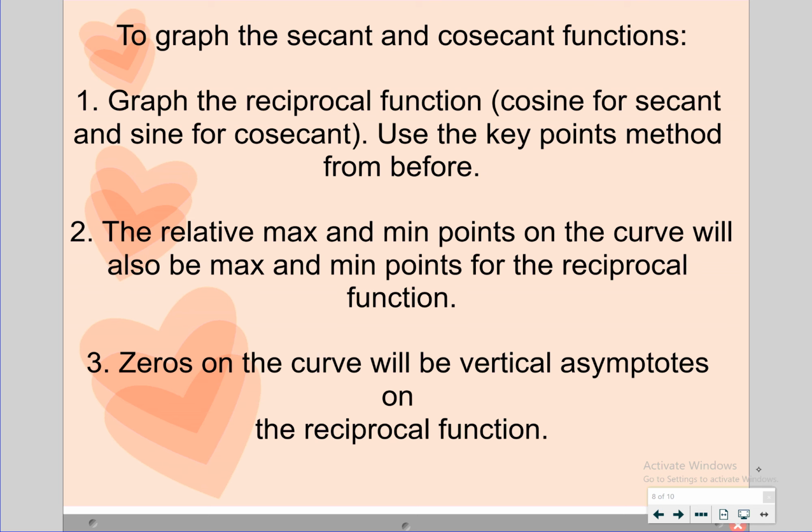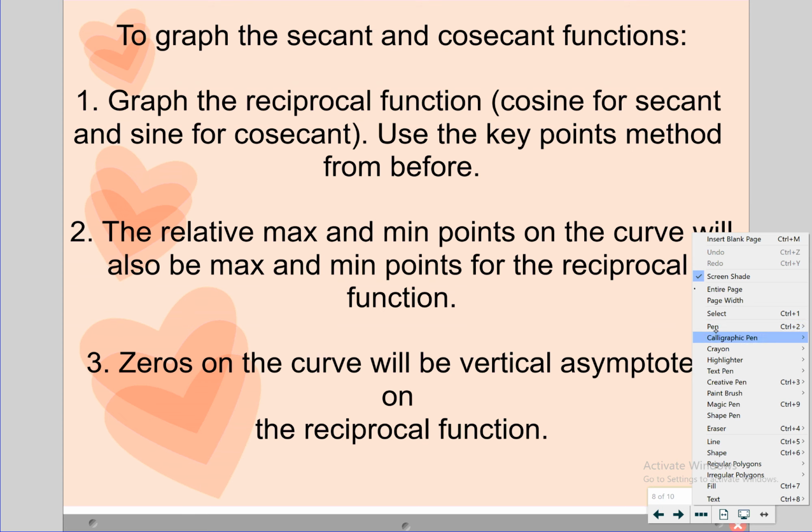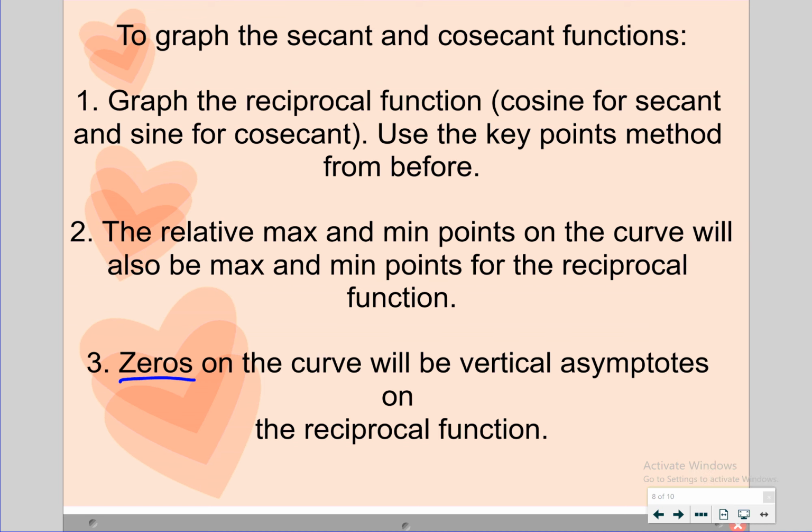Then, after we have the wave for sine or cosine, we do the next 2 steps. We just add 2 things to the graph. Anywhere you have a 0, I actually do this one first, which means x-intercept, remember, those are going to become vertical asymptotes. So anywhere where it's crossing the x-axis, you're going to make a vertical asymptote, and that's going to be what separates the little U-shapes from each other.